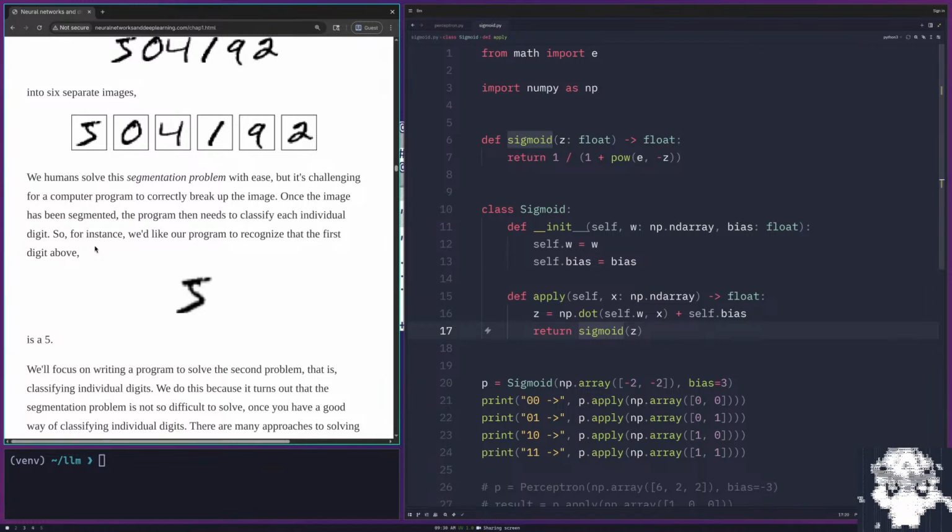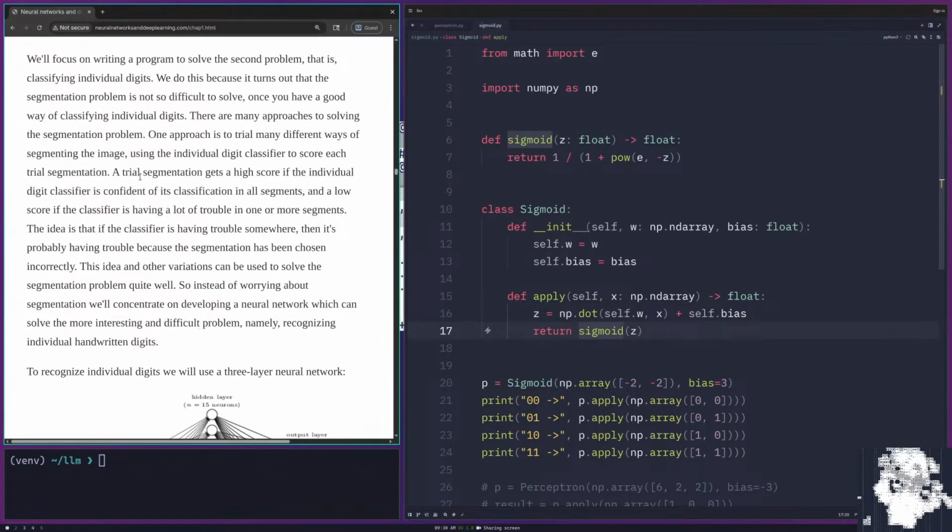So for instance, we'd like our program to recognize that the first digit above is a 5. We'll focus on writing a program to solve the second problem, that is, classifying individual digits. We do this because it turns out that the segmentation problem is not so difficult to solve once you have a good way of classifying individual digits.